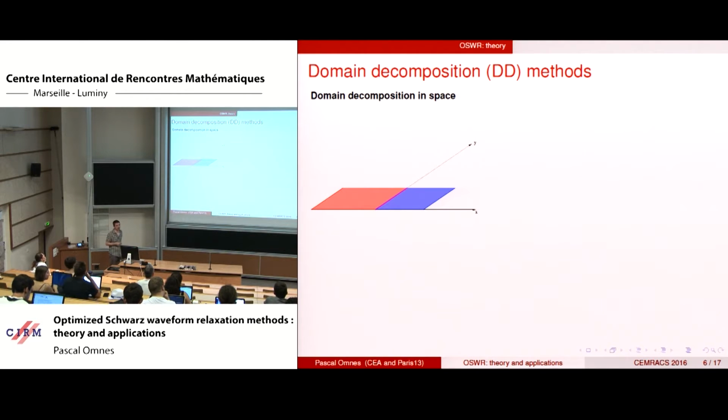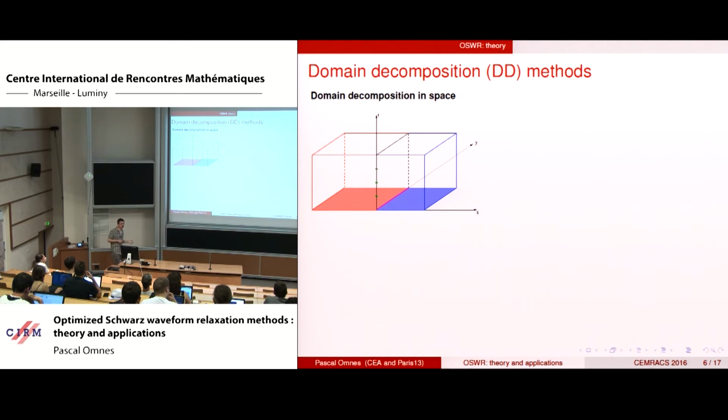So now I will review some theory of the OSWR method. You probably are all used to space domain decomposition. Here I have an XY domain which I split into two subdomains. And you know domain decomposition. You make a computation here. You transmit some boundary information to the neighbor here. The neighbor does its computation and transmits information back to the domain on the left, and so on. But this is space domain decomposition.